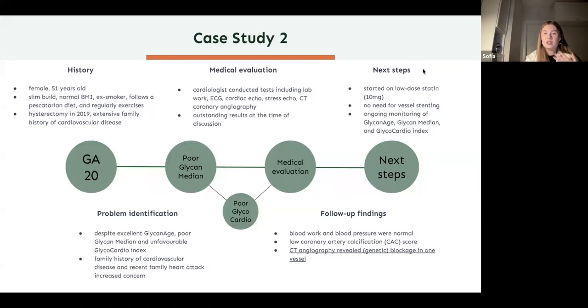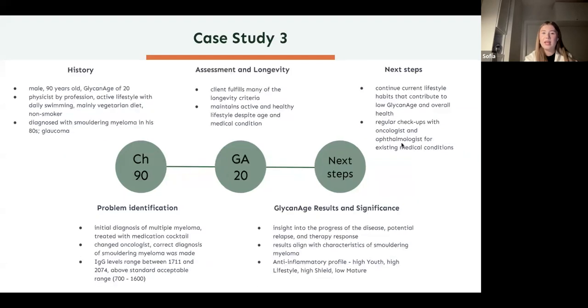So this is a good story, in my opinion, for you to see how the GlycanAge can be implemented, not just in the lifestyle interventions, but how you can use it to catch these subtle changes in your biology before they lead to something bigger.